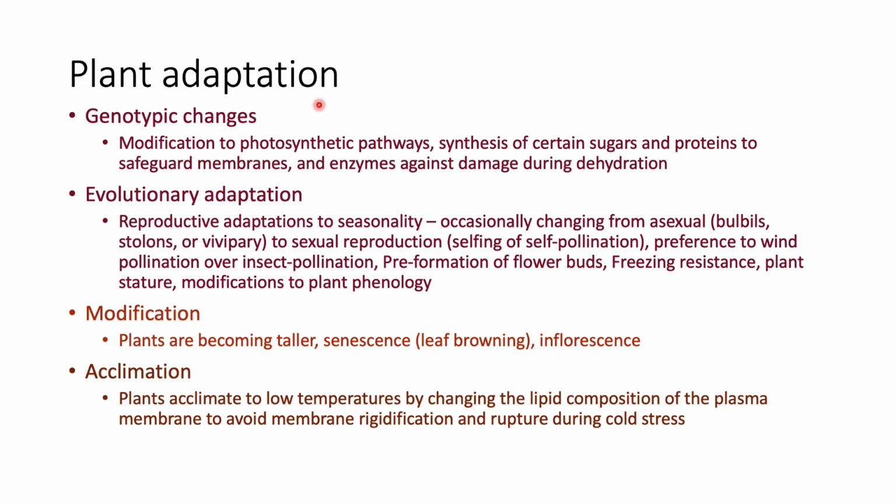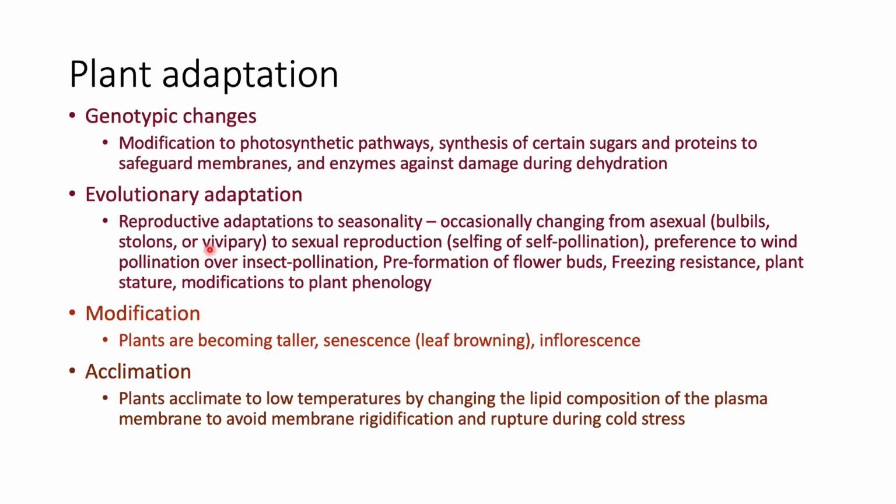The first one is genotypic changes. So what are the genotypic changes that occur? Modification of photosynthetic pathways, and synthesis of certain sugars and proteins to safeguard membranes and enzymes against damage during dehydration. So these are genotypic changes. These are irreversible changes.